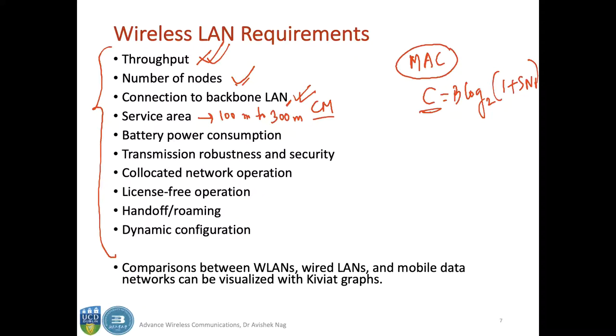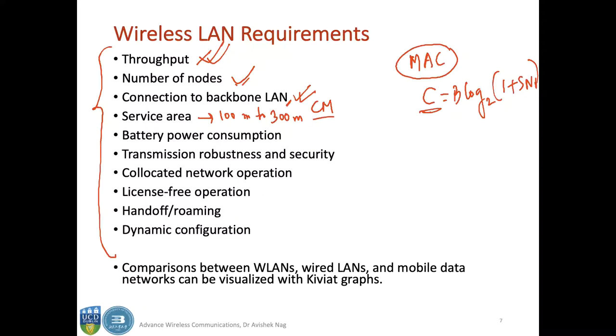Then comes the co-located network operation. So as these technologies become more popular, there will be multiple types of wireless LAN technologies that can exist together, and there should be a method to ensure that these multiple types of networks can be co-located and can work together without much interference.